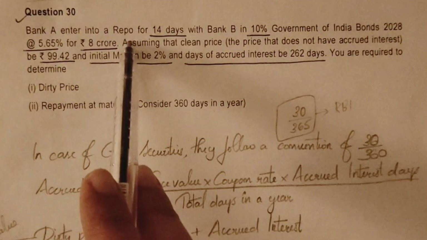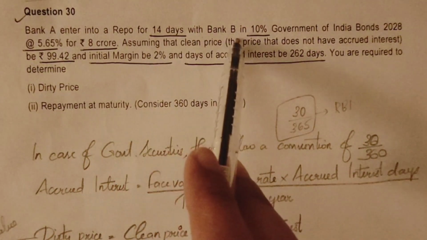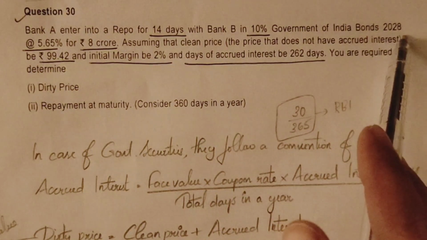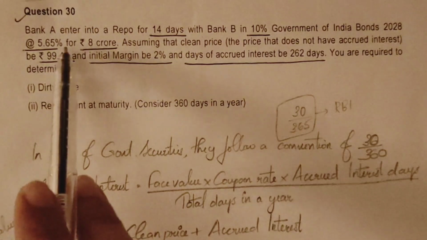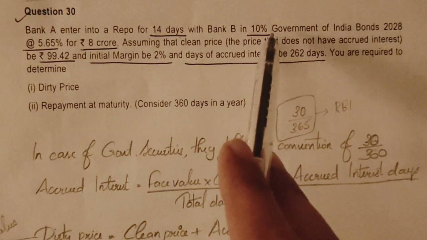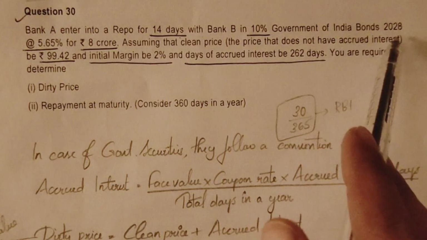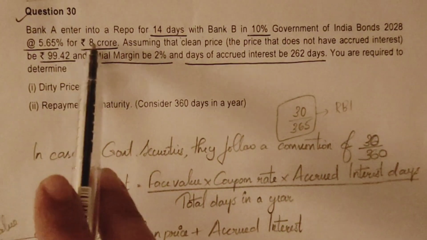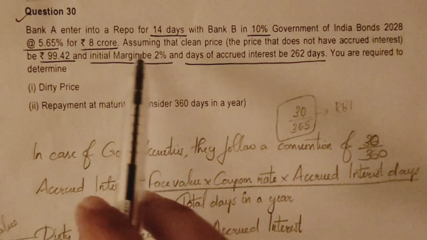Bank A enter into a repo for 14 days with Bank B in 10% Government of India bonds 2028 at the rate of 5.65% for 8 crore. So it is a 14 days repo. Government bonds carrying 10% interest. Repo rate is 5.65%. Nominal value is 8 crore.